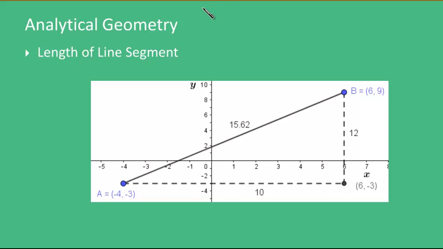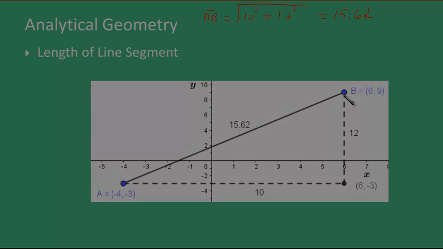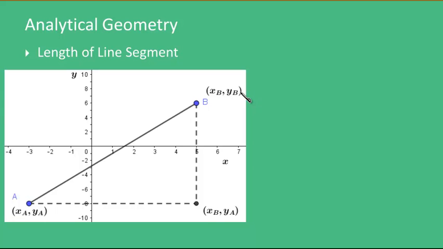So in this case, the length of AB is the square root of 10 squared plus 12 squared. So you can do this on your calculator, and you'll see you get an answer that's approximately 15.62. So this should be fairly easy. Given 2 points, calculating the length of the line segment connecting those 2 points should be very, very easy. So let's look for a general formula.